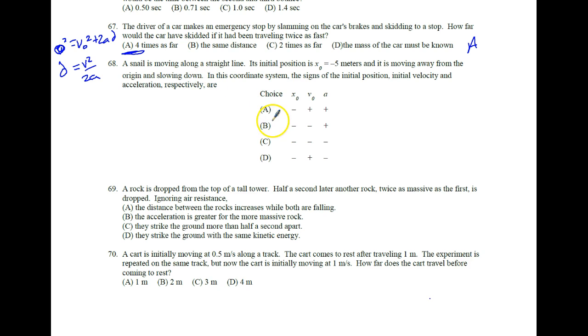Number 68, your answer here is letter B. Moving away from the origin will maintain a negative position and velocity. Slowing down indicates the acceleration is in the opposite direction. So that's why these are negative and that is positive, because your acceleration is in the opposite direction.